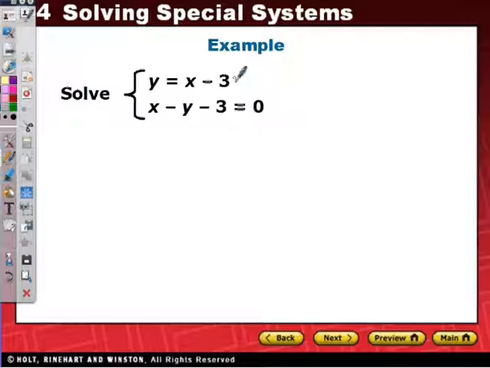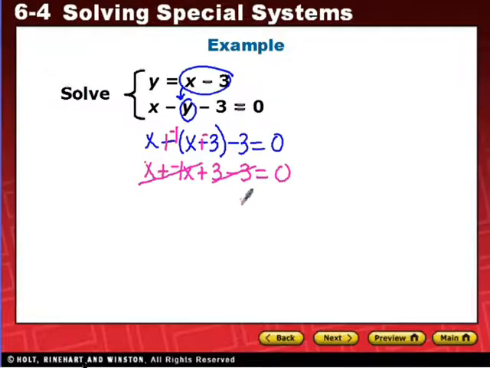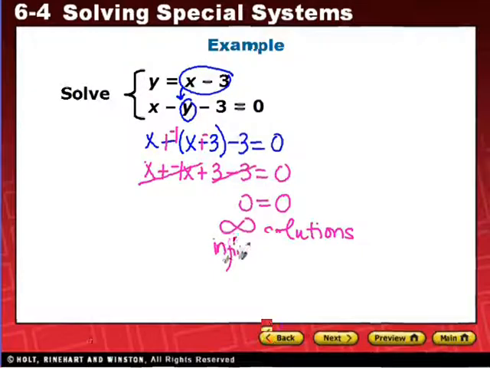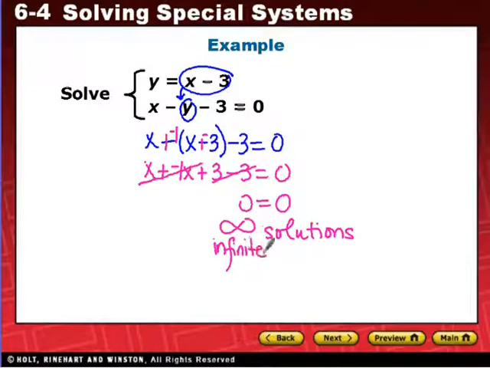And now all this stuff cancels out. X plus negative 1x and 3 minus 3. So I end up again with 0 equals 0. So there are infinite solutions. So it is a consistent, dependent system. By the way, that's an infinity sign, in case you didn't know that. Infinite solutions.